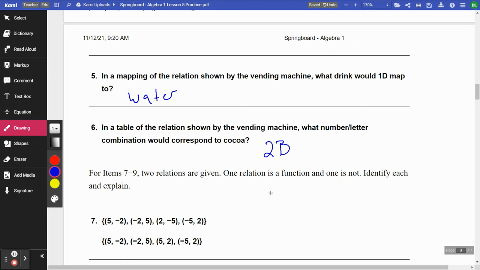Which relation? Two relations are given. Explain. One relation is a function, one is not a function. So again, how do we know if something is a function? The definition of a function is every input has exactly one output.